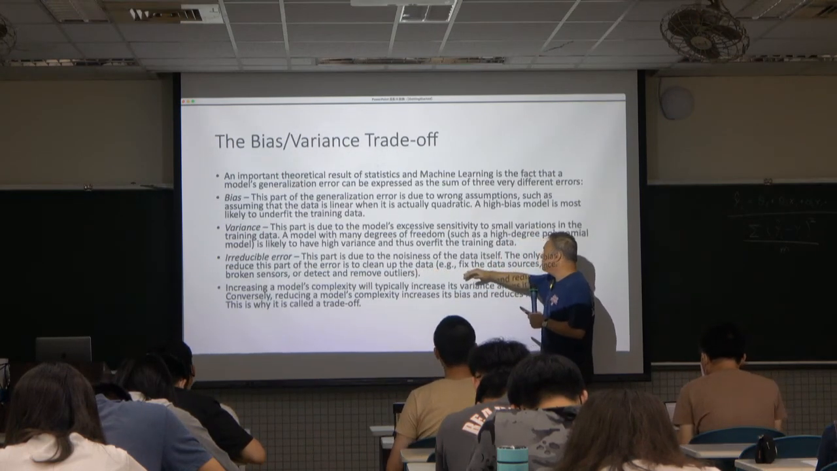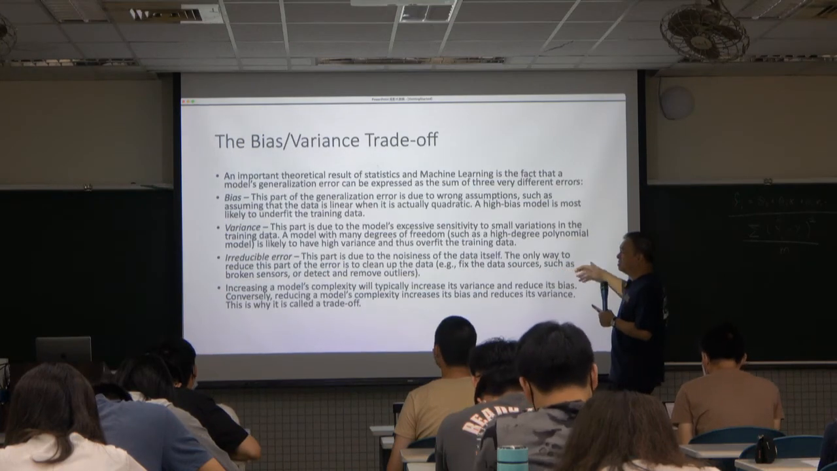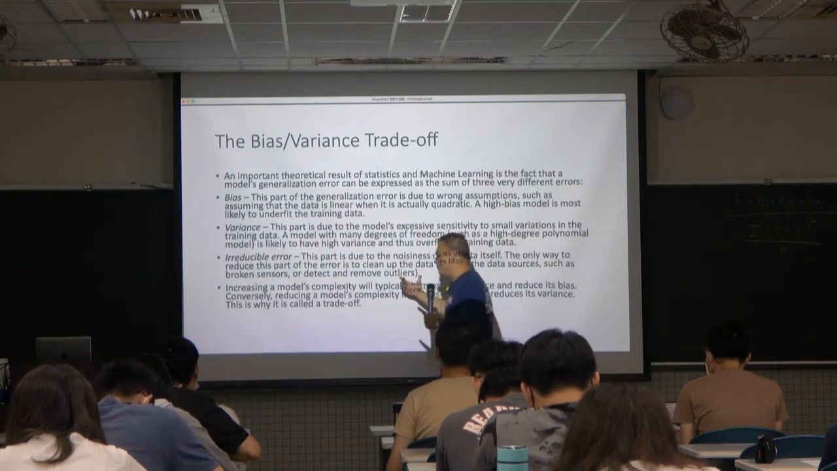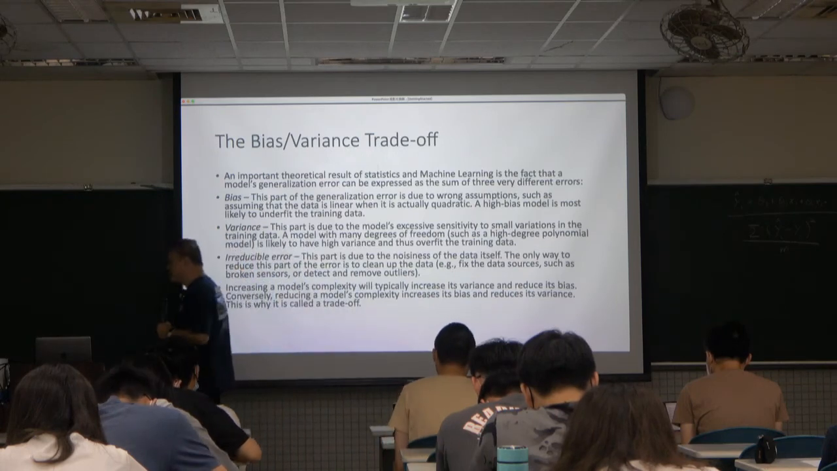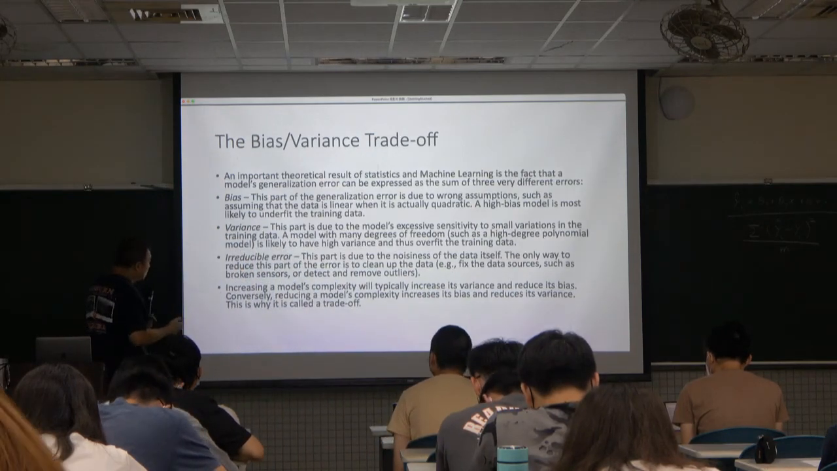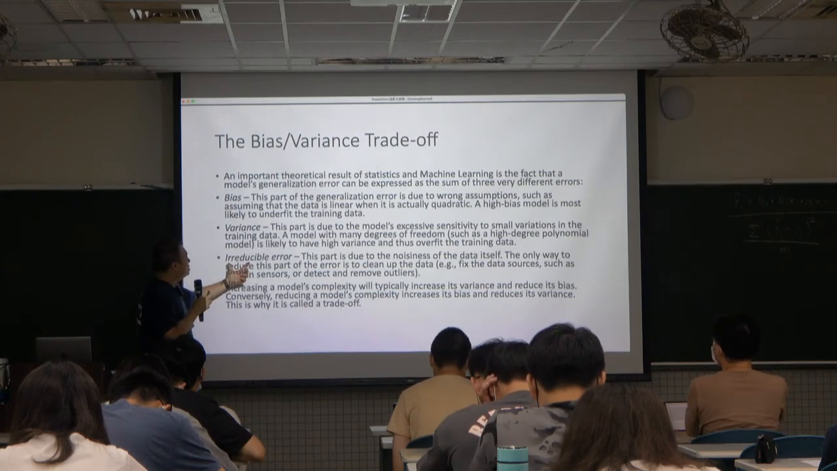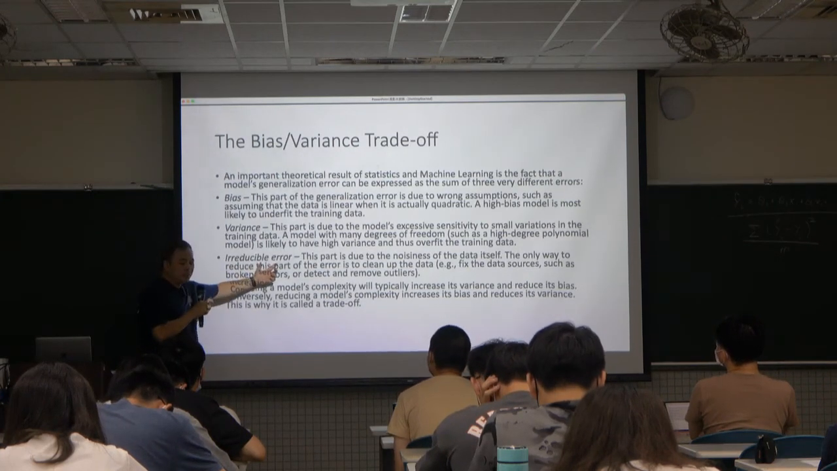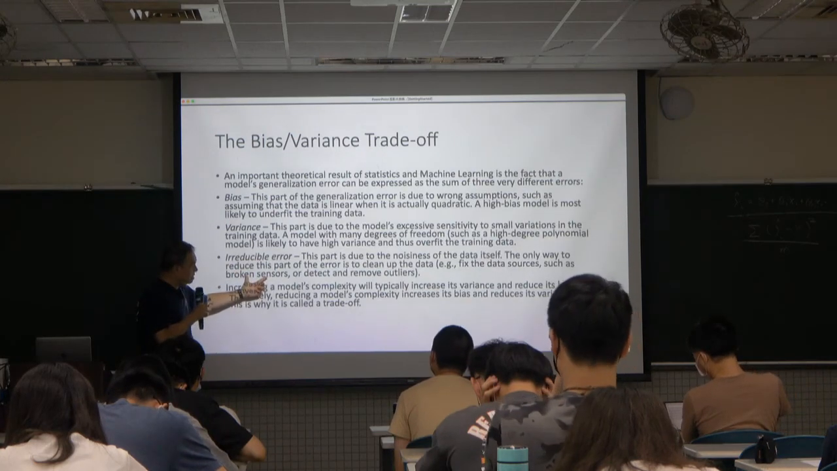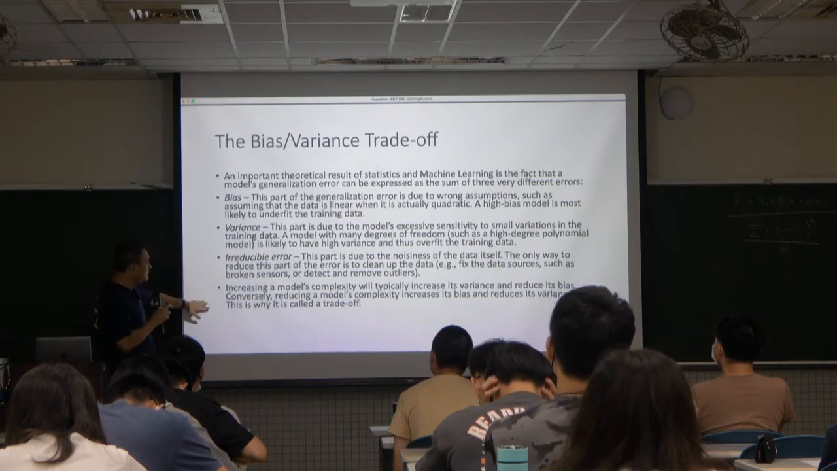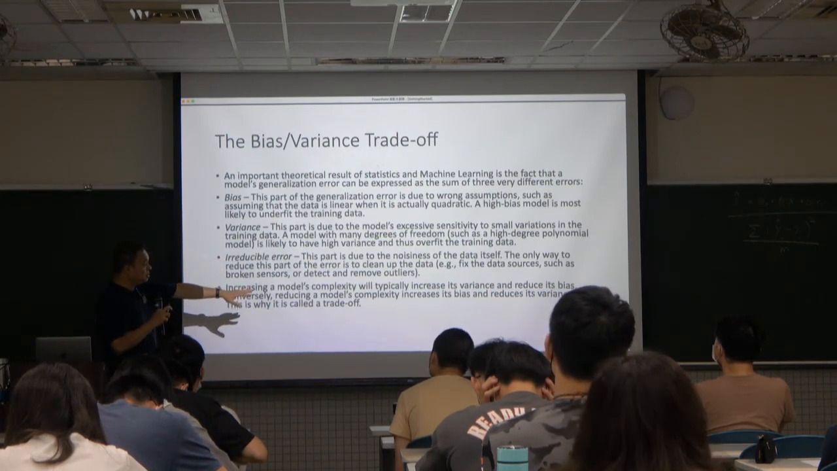For example, you can fix the data sources, like broken sensors, and detect and remove outliers. If you know they are outliers, you can remove them safely to reduce this irreducible error. When I say irreducible error, I'm saying that you cannot use the model to get rid of it. It's not about data cleansing; data cleansing is a different thing.